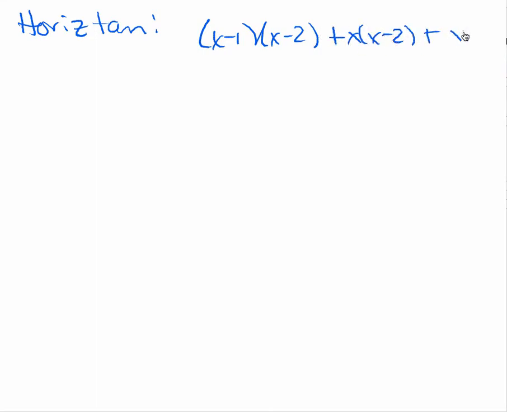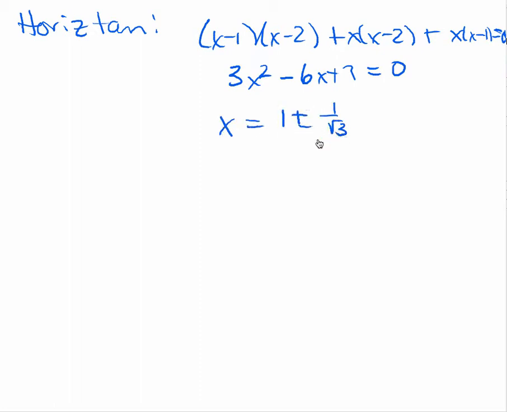Okay, so to deal with the horizontal tangent situation, we start by figuring out when x minus 1 times x minus 2 plus x times x minus 2 plus x times x minus 1 is 0. Which really is just saying 3x squared minus 6x plus 2 equals 0. So that is x equals 1 plus or minus 1 over root 3. So now we're going to put back into the equation of the curve.